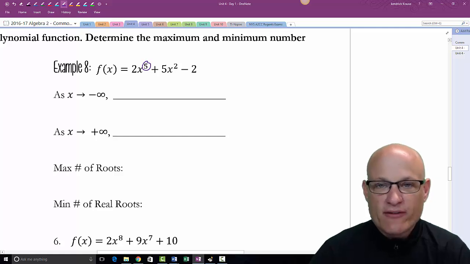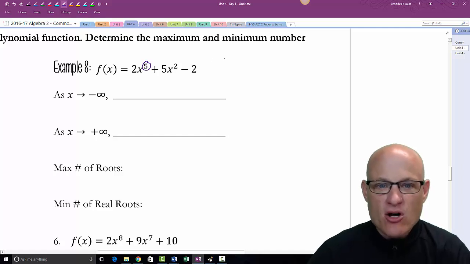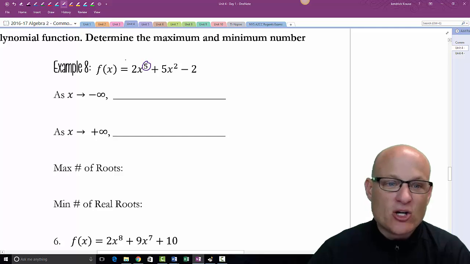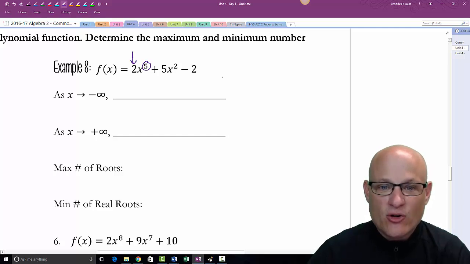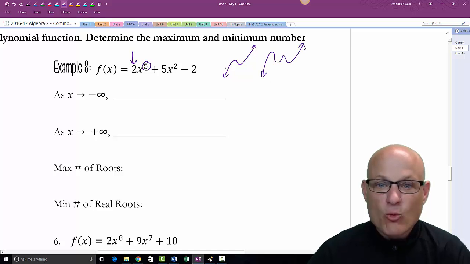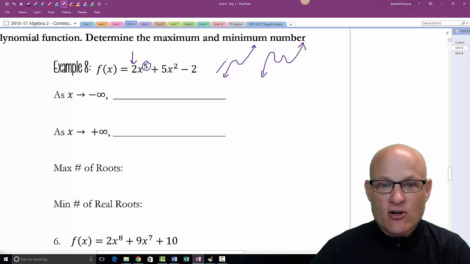You can have a degree of 401. Who the heck would ever have that? But as long as it's odd, I know that it's either going to be going down and up or up and down. So you have to decide. Well, because my leading coefficient is positive, I know it's going to look something like this. Is it going to look exactly like that? No, it might look like this. I don't know. But what I know is at the arrows, because it's positive, it's going to be going like this. So that's all you need to know.